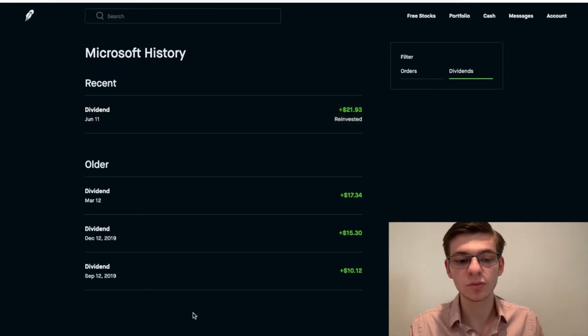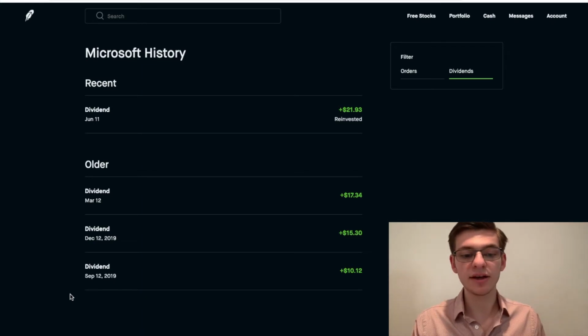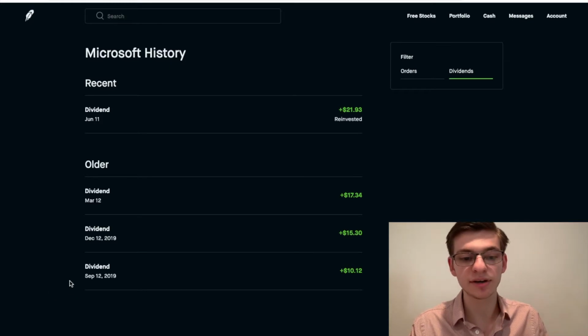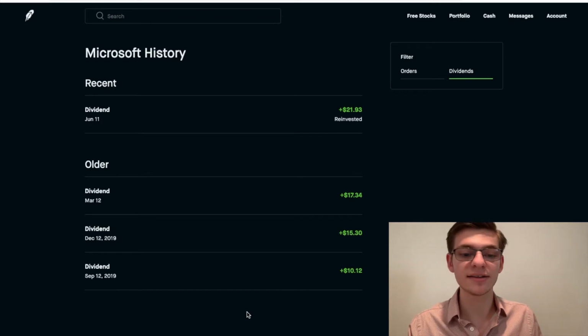Now the reason I didn't get one in June or the second quarter of last year, I must have not held the stock before the payable dividend date. So that's why the first dividend I received was in September. Now from this history, you can actually see I was not in time for the second quarter dividend to receive. So that's why my first one from Microsoft, at least in my Robinhood portfolio, came in September.